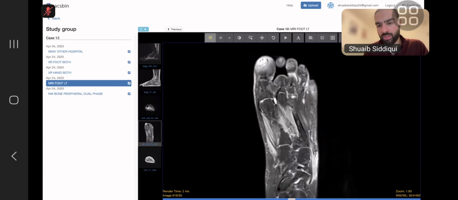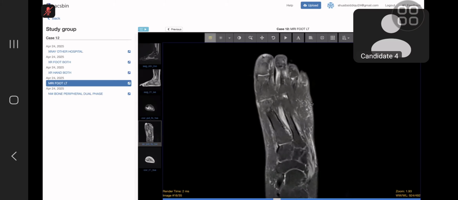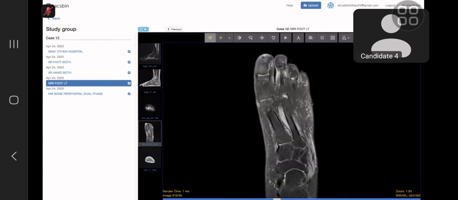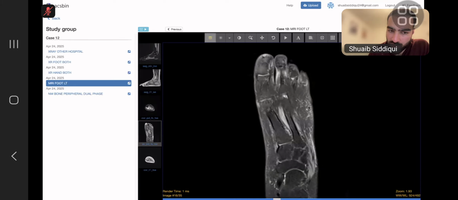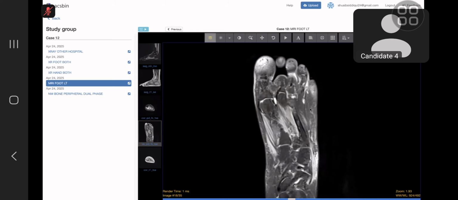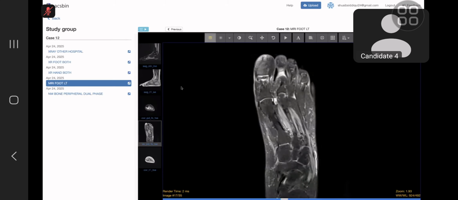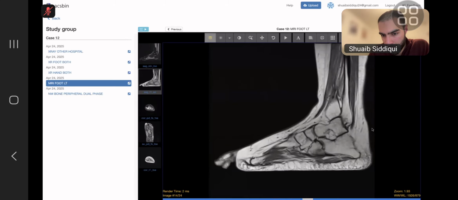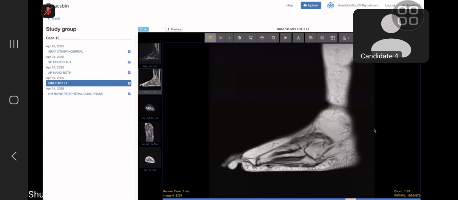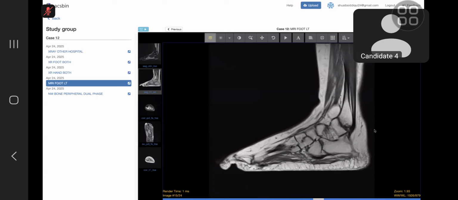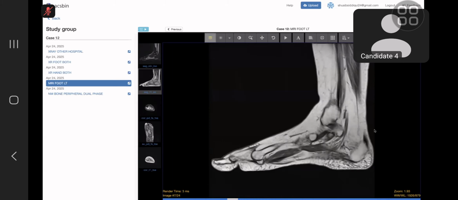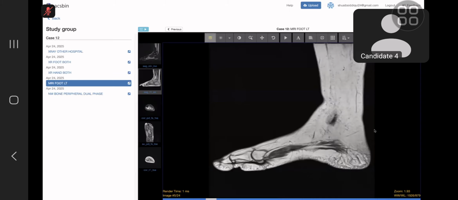Would you like to look at any of the other sequences? I'd like to see the T2 weighted sequences. Oh, we only have PD. We haven't got T2 weighted sequences. We've got PD fat sat. PD fat sat, okay. And I've then got T1 weighted sequence. Okay, fine. On the T1 weighted sequence, the bones appear grossly normal, showing normal signal intensity. Okay.